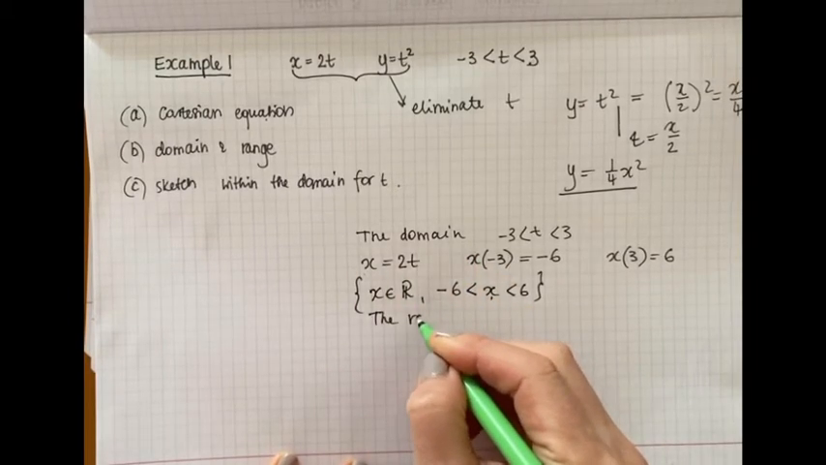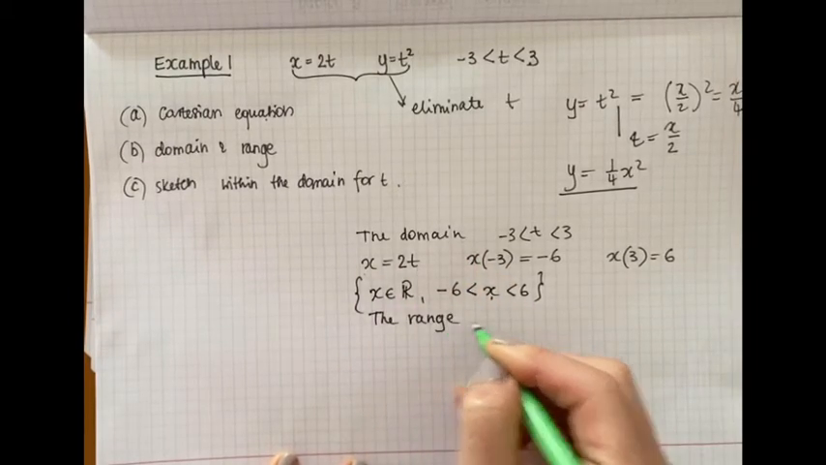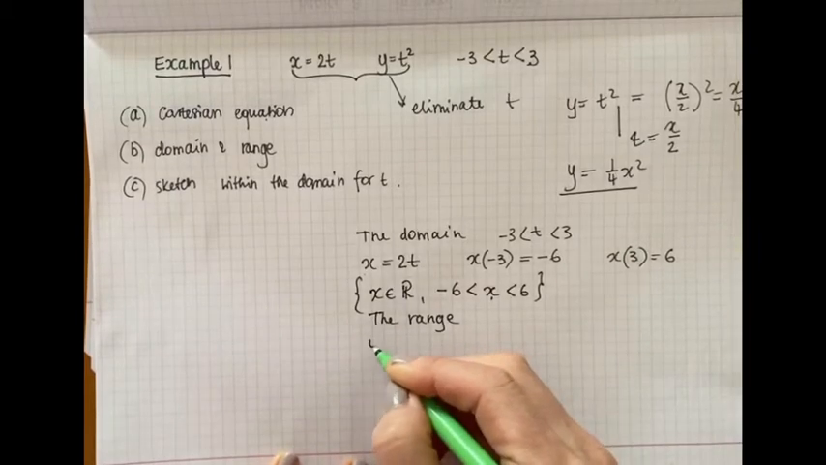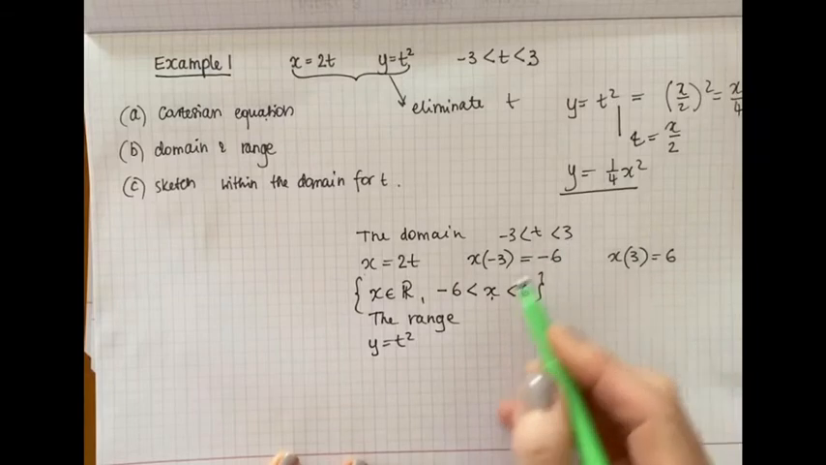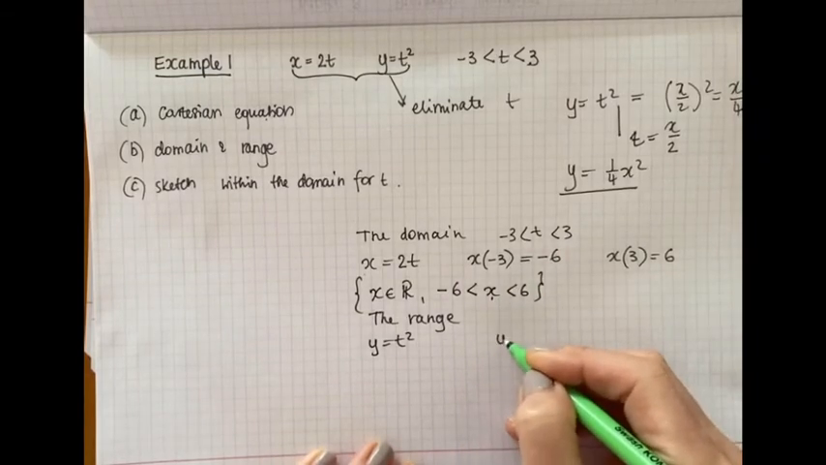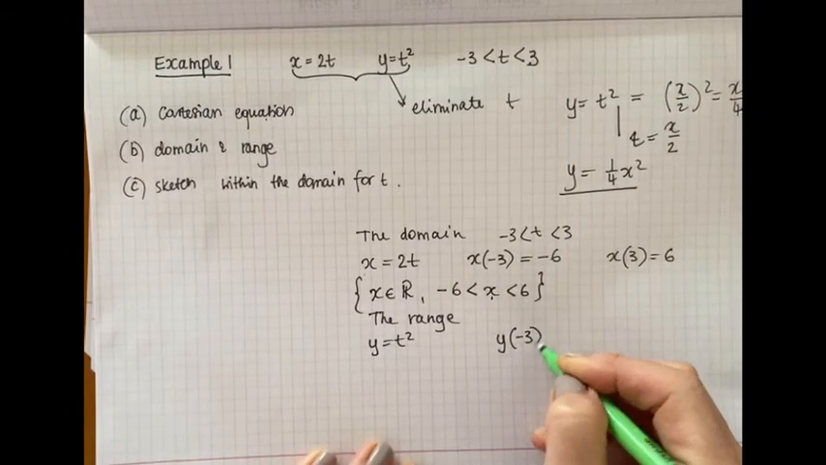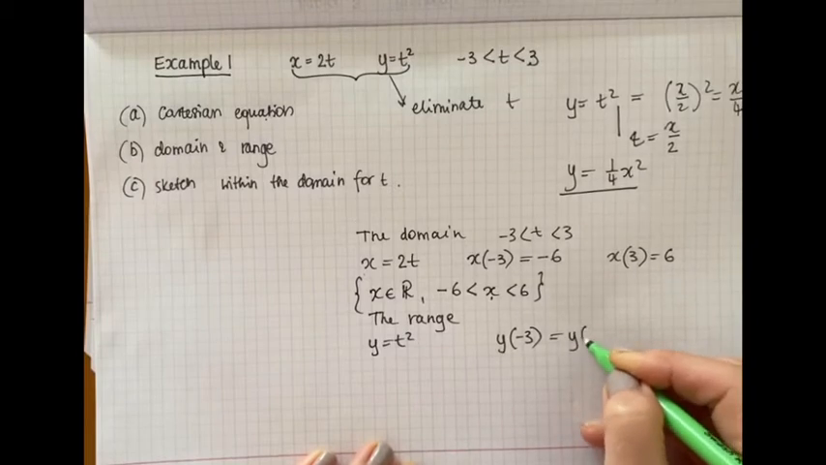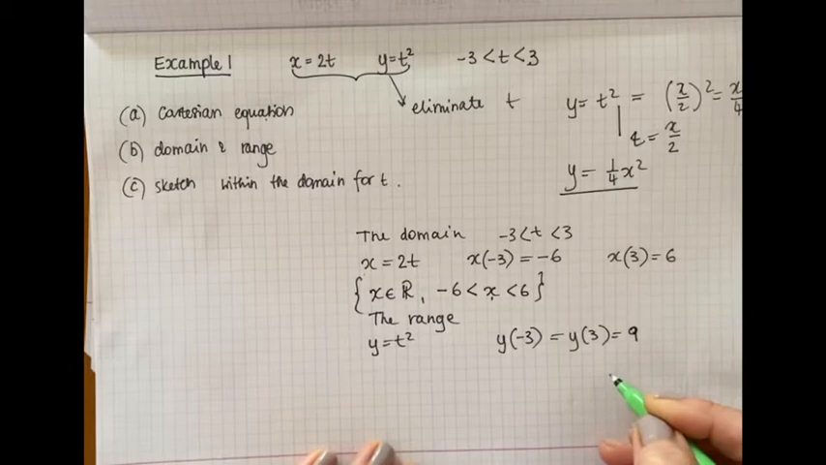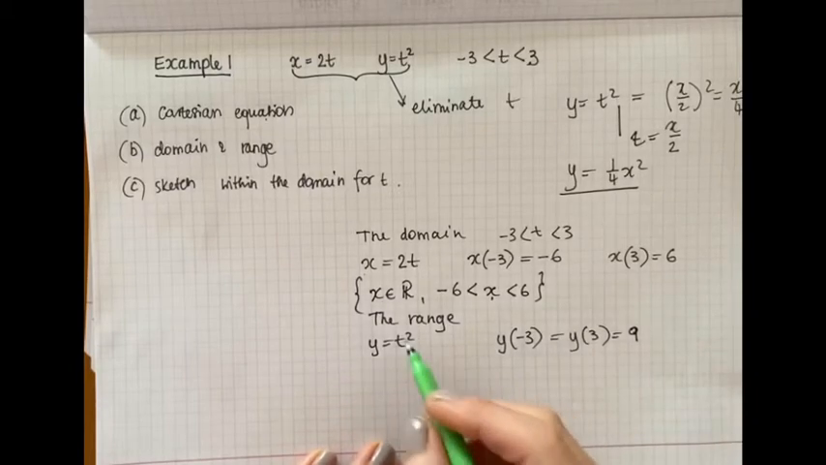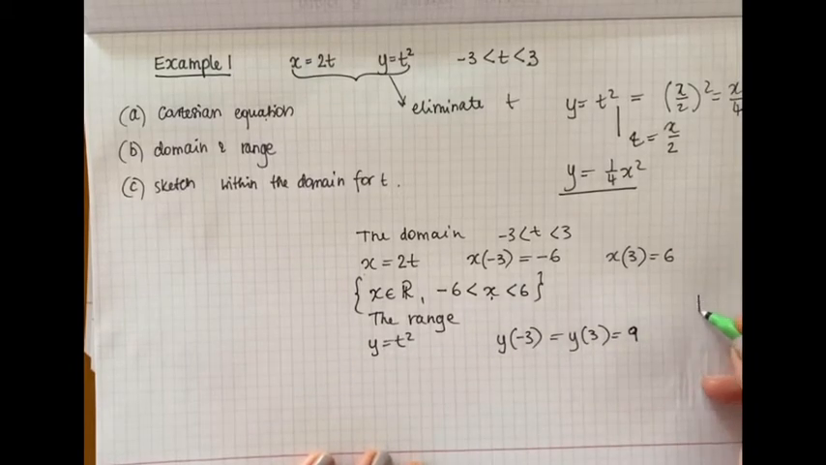The range is going to be all possible values of y if your y function is t squared, again between -3 and 3. Now if you put y of -3 and y of 3, you'll get the same answer of 9. So you can't just say the range is 9. You need to realize that it's a quadratic function here.